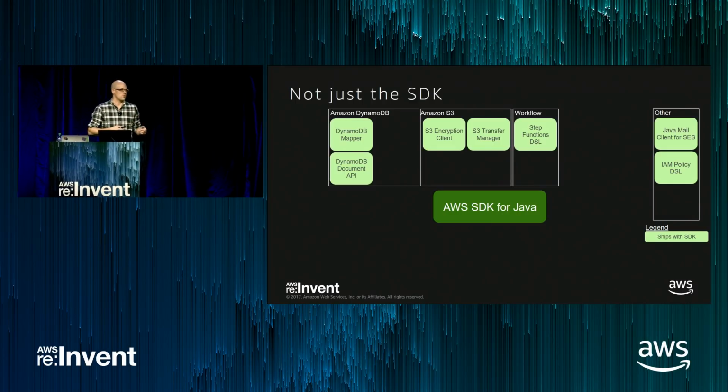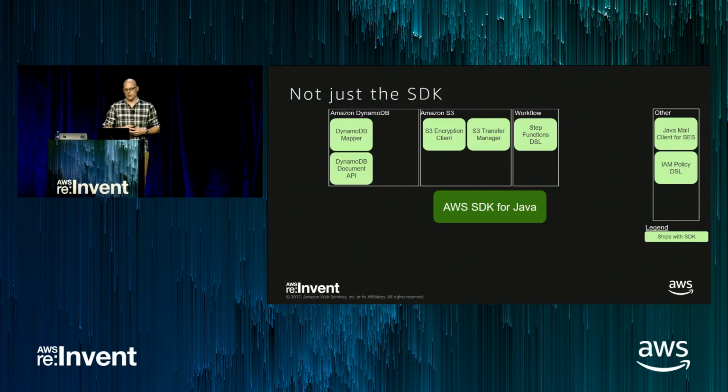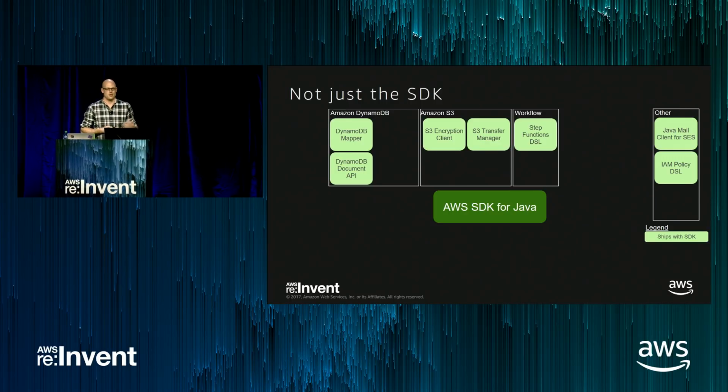We've got some DSLs for building IAM policies and Step Functions. These are things that ship with the SDK. So when you pull in, for example, the S3 module, you'll get the S3 encryption client and the Transfer Manager client along with it. These are available in our public GitHub repository, and they ship with the SDK.